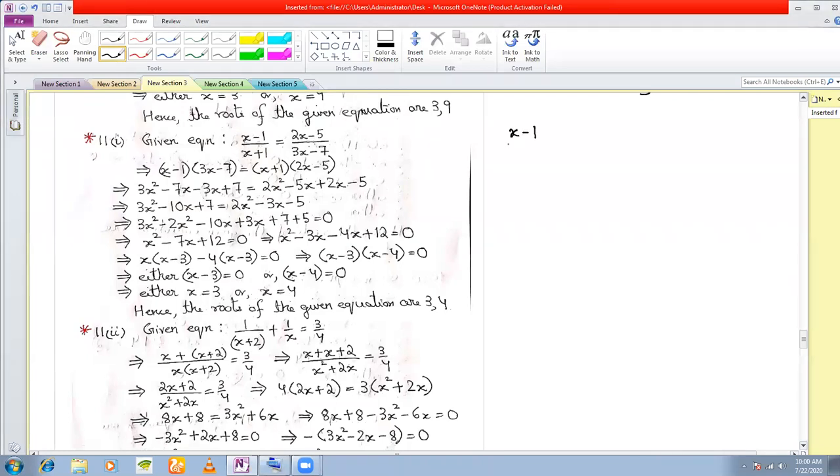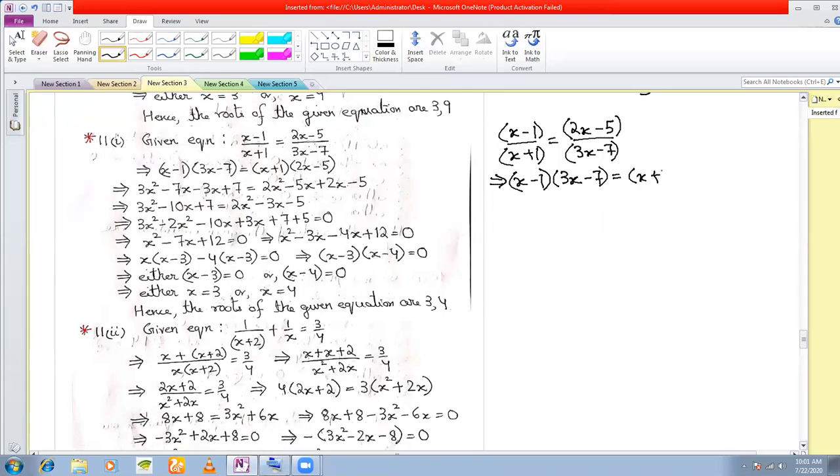x minus 1 by x plus 1 is equal to 2x minus 5 by 3x minus 7. So whenever you see such expressions, put brackets. Even if the brackets are not given, you put brackets, cross multiply. And my first aim is to bring this to the form ax square plus bx plus c. That is what I'm working towards right now.